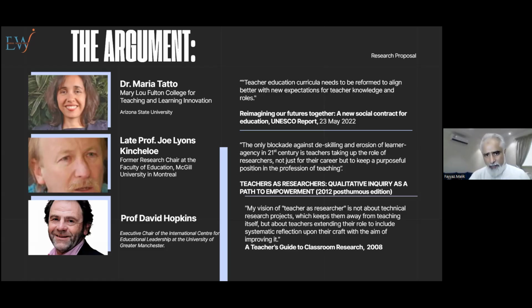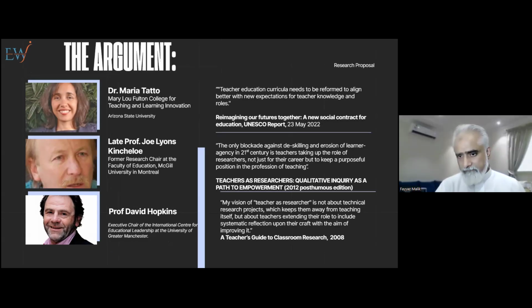Second is Professor Joe Loyne's book. He wrote a wonderful book, Teachers as Researchers. It was published a sixth time in 2012, after his death. He said the only blockade against de-skilling and erosion of learner agency in the 21st century is teachers taking up the role of researchers, not just for their career, but to keep a purposeful position in the profession of teaching.